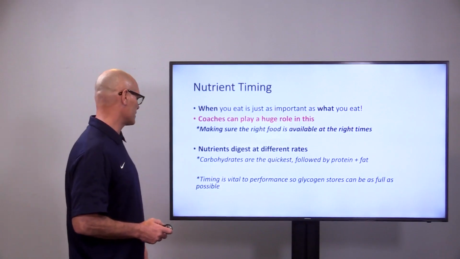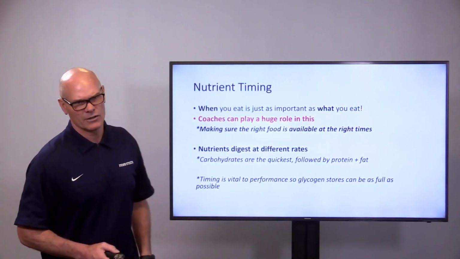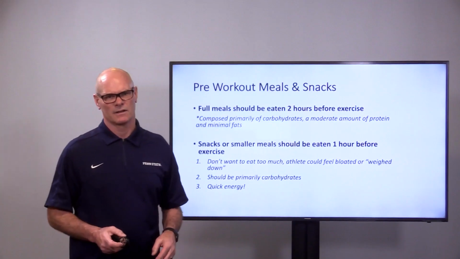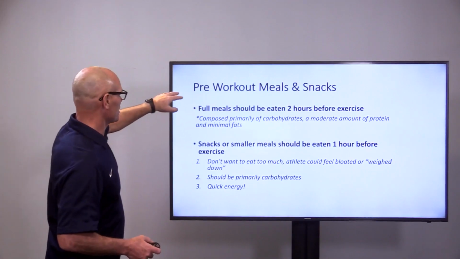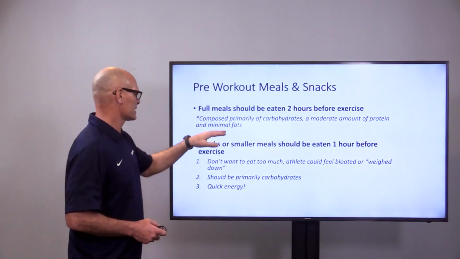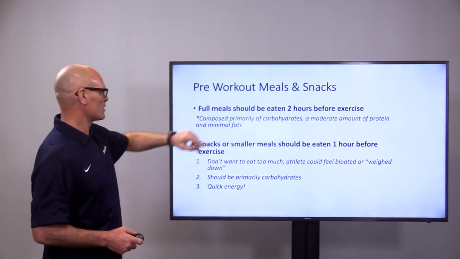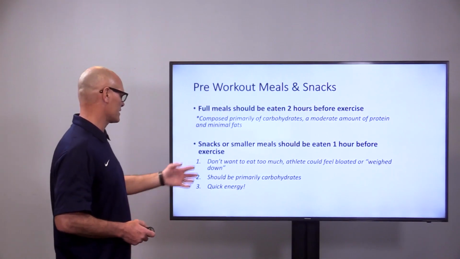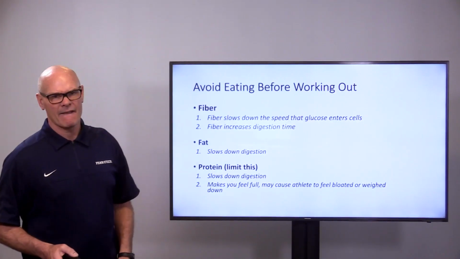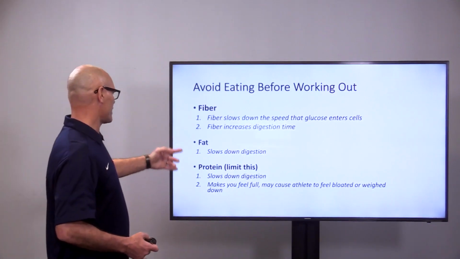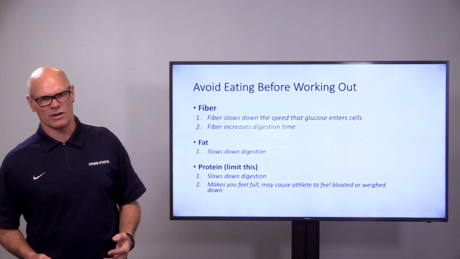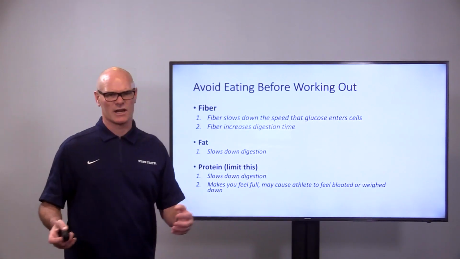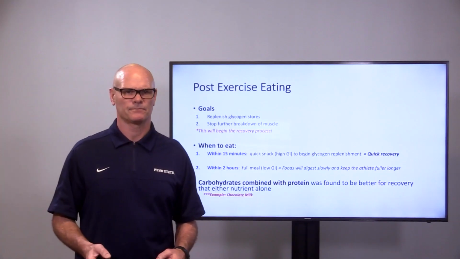Nutrients digest at different rates. So timing is vital to performance so that the glycogen stores can be as full as possible. One way to apply in the portfolio is talk about your pre-workout meals and snacks. They talk about what should be eaten 2 hours before exercise, and then smaller snacks 1 hour prior to exercise, and talks about why. Things you should avoid then obviously are fiber, fat, and protein. If you've ever been in this situation, it makes you feel full or bloated and just weighs you down. It just digests very slowly.